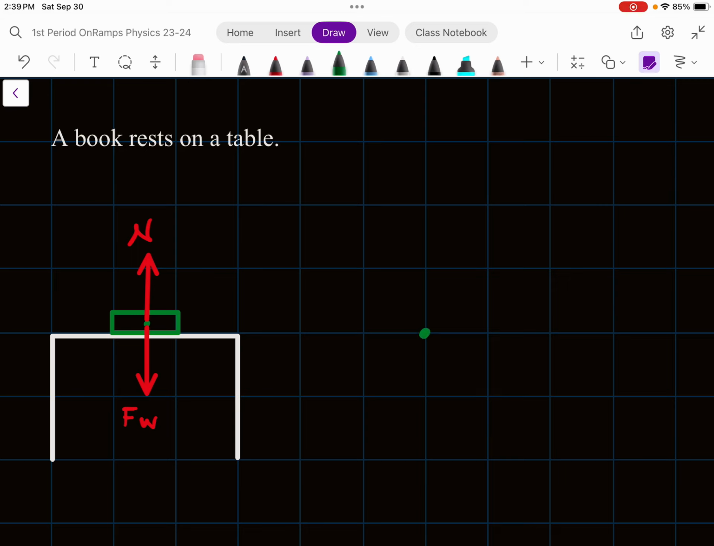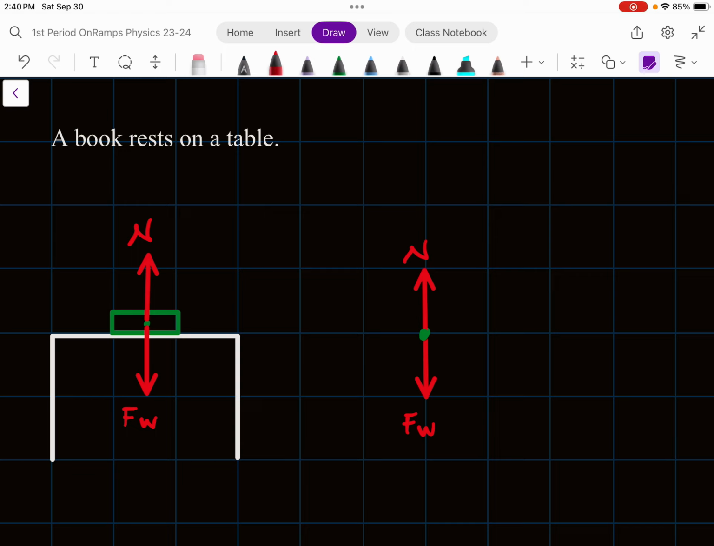We have the center of mass of the book. Then I draw my arrows showing the vector forces. They're equal and opposite in length. And then I have my force of weight, the weight of the book, and the normal force. This represents the weight of the book going down because of the direction of the force of gravity and acceleration of gravity, center of mass of the book, and the normal force applied by the table.